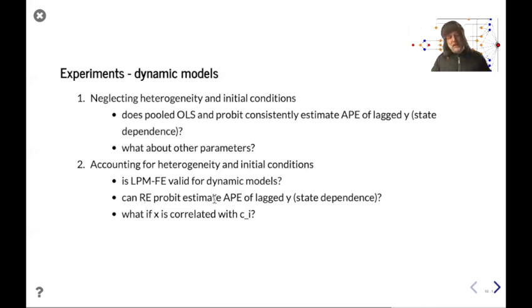Then, can the random effects probit model approximate the average partial effect of the lagged dependent variable? Can we identify that true state dependence? And what happens with those coefficients if we have correlation between x and c? Now, the last question I'm going to defer to a little bit later because that's not in the model. We're going to look at that in the empirical example towards the end. But for now, let's just do some simulations.